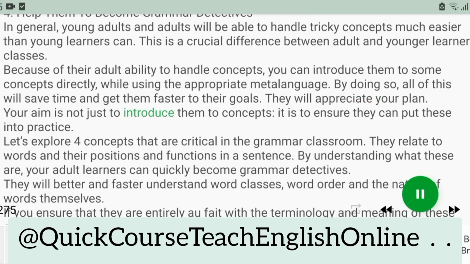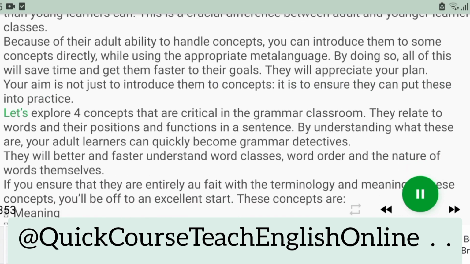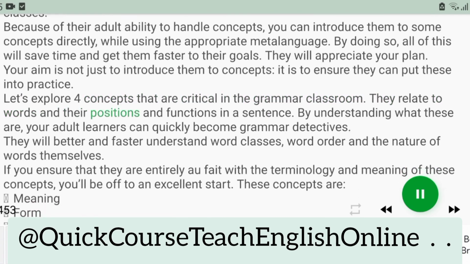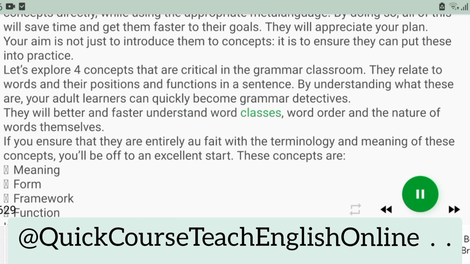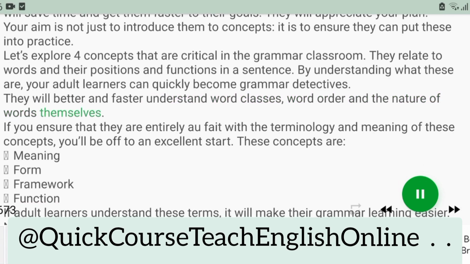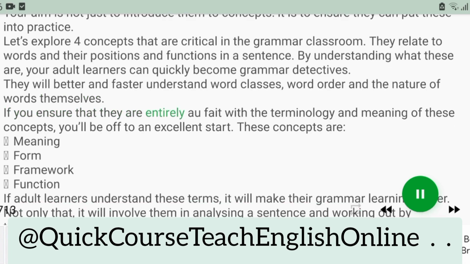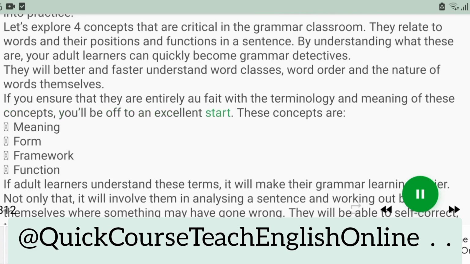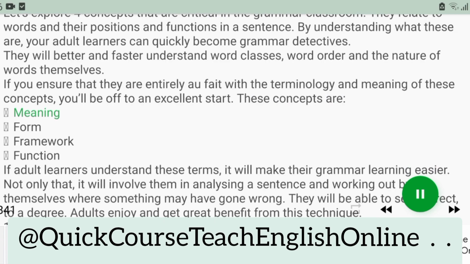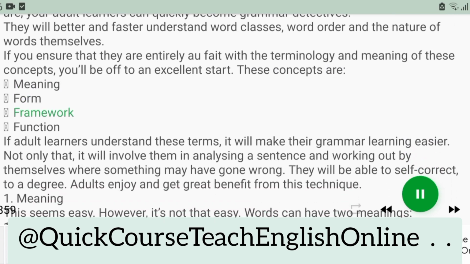Your aim is not just to introduce them to concepts, it is to ensure they can put these into practice. Let's explore 4 concepts that are critical in the grammar classroom. They relate to words and their positions and functions in a sentence. By understanding what these are, your adult learners can quickly become grammar detectives. They will better and faster understand word classes, word order, and the nature of words themselves. If you ensure that they are entirely au fait with the terminology and meaning of these concepts, you'll be off to an excellent start. These concepts are meaning, form, framework, function.